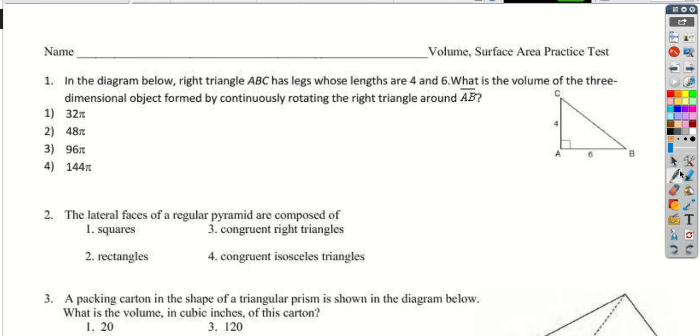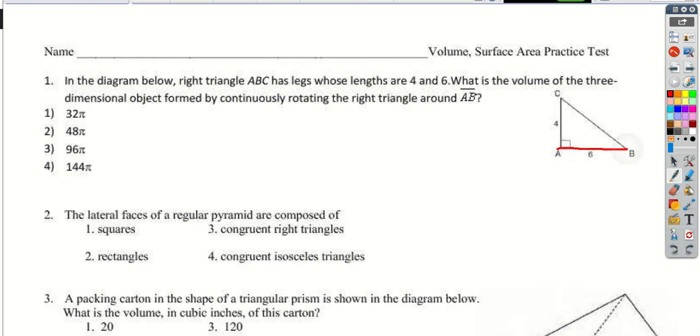All right, so welcome to your practice test for tomorrow. Just going through this, I gave this test a couple years ago, so you get an idea of what we're looking for. For number one, we are rotating this triangle with legs of 4 and 6, and we want to rotate around AB.